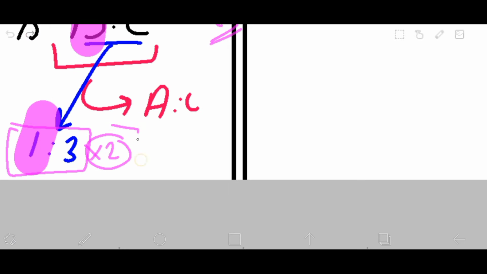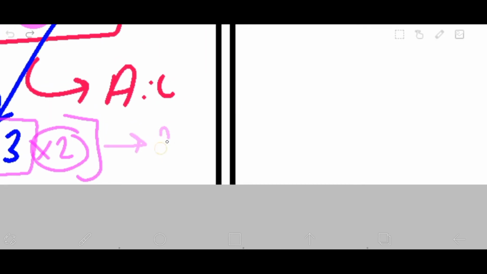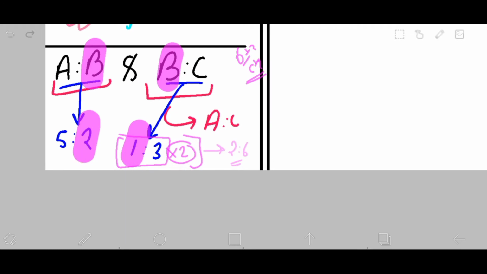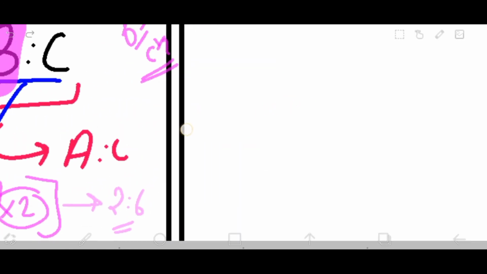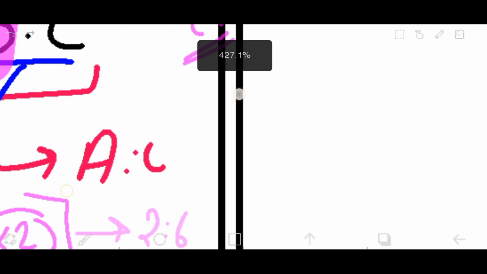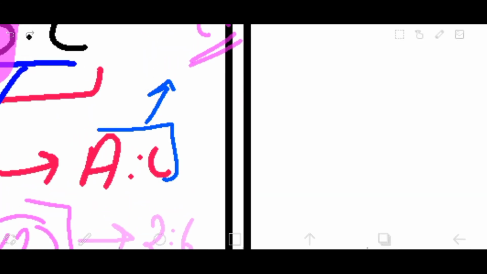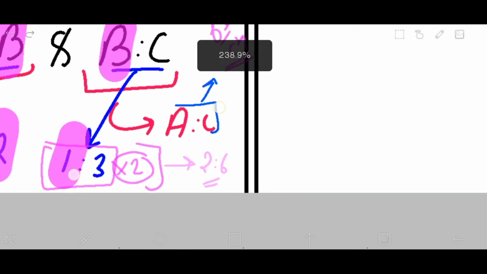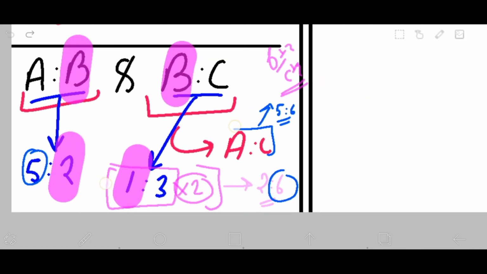So you multiply, and the result will be 2 is to 6. If b is to c is 2 is to 6, then a is to c is going to take 5 from here and 6 from here. So it would be 5 is to 6. That's cool, right?